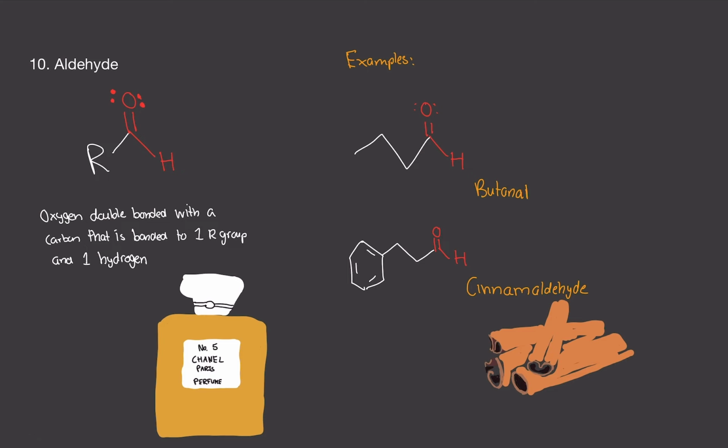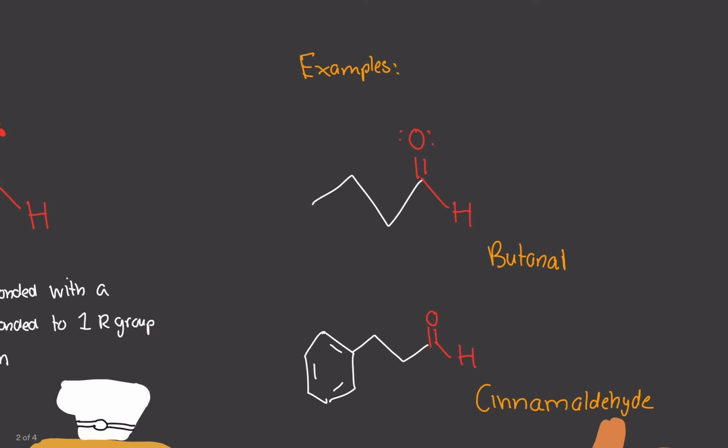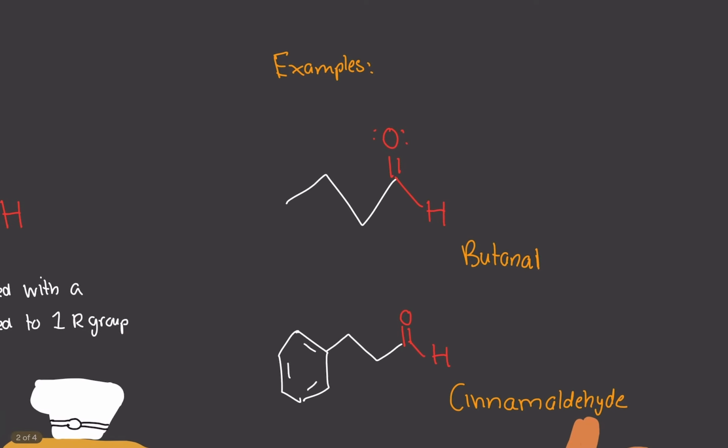Let's do aldehyde now. The aldehyde functional group is the exact same thing, except we're replacing one of the R's with hydrogen. So now it's one hydrogen, one R group, and a double bonded oxygen, and the carbon in the middle. Butanal is an example. Butanal has 4 carbons, and then we have our double bonded oxygen and the hydrogen.